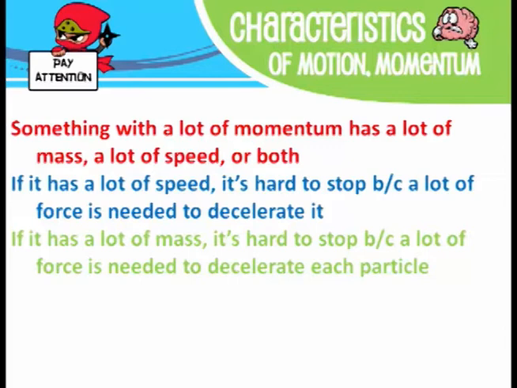So again, either way, both of those things make an object have a lot of momentum. Either they have a lot of mass, or they have a lot of speed, or they could have both, and then you're just really screwed, right? If a truck is going 90 miles per hour and hits you, then you're just out of luck.